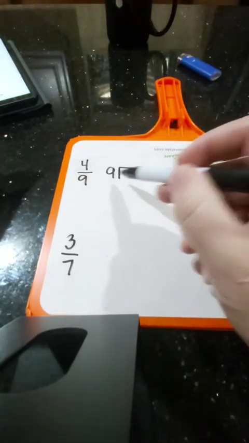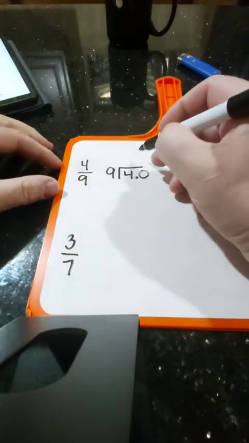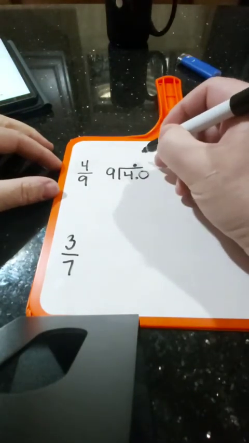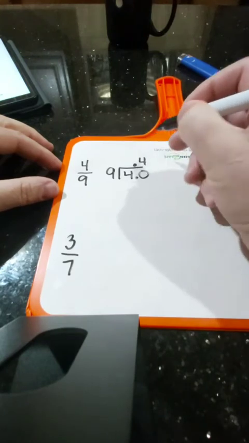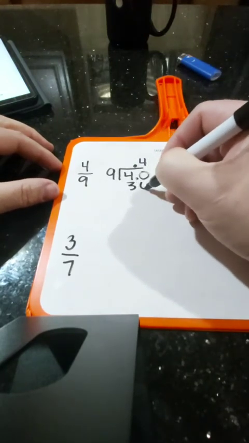You can put 9 into 40, right? And so how many times does 9 go into 40? Well, 9 times 5 is 45, so that's too big. So 9 times 4 is 36. So we're going to bring our decimal up here and put our 4 that we just talked about, because 9 times 4 is going to equal 36.